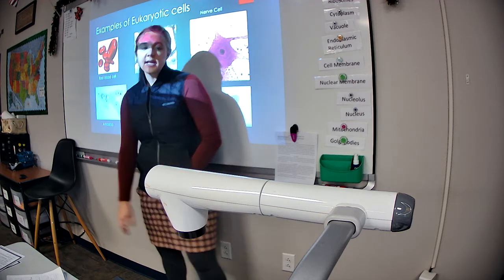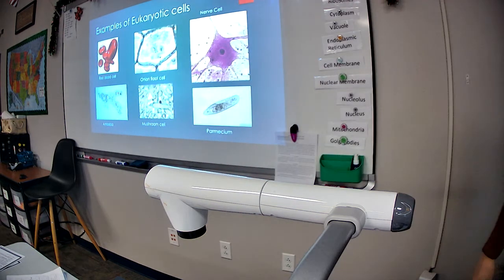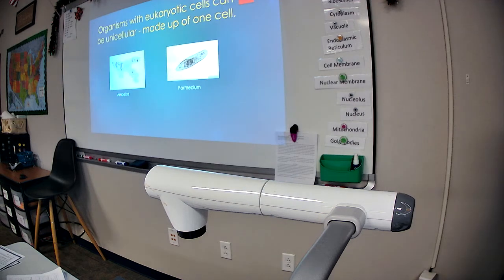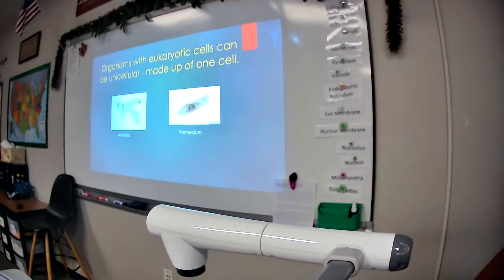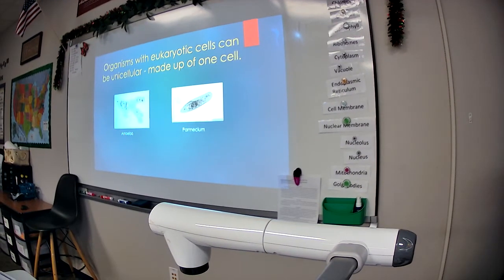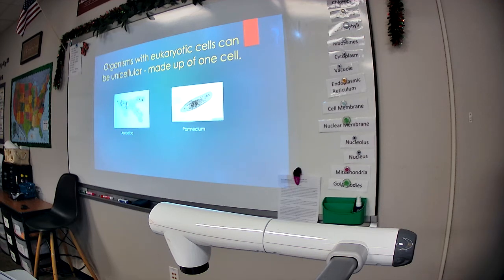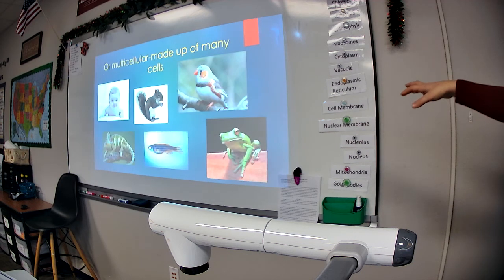Now, those are examples of eukaryotic cells in general. And remember, they can be unicellular or multicellular. We talked about in the classification unit how sometimes some of the organisms in the eukaryote domain can be unicellular. They can be made of one cell. But they're still eukaryotic because there's a nucleus in there, as well as other organelles. So they can be unicellular or multicellular, meaning made of many cells. It just depends on the organism.